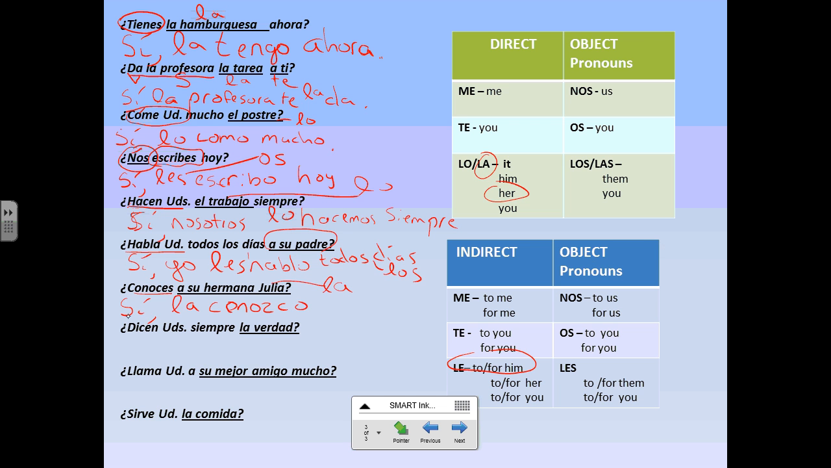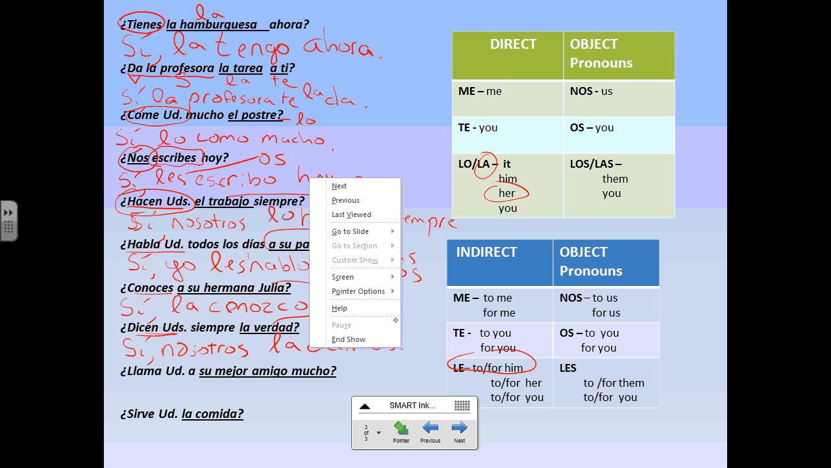Almost done. Dicen ustedes siempre la verdad. Again, this, you would put this in the nosotros form. Just like we did in what number? Hacen ustedes. Do you guys tell the truth always? This means the truth. Sí, nosotros decimos. Some people got this wrong. That's how you say decir en nosotros. La verdad is la. Yes, we say or tell the truth always.